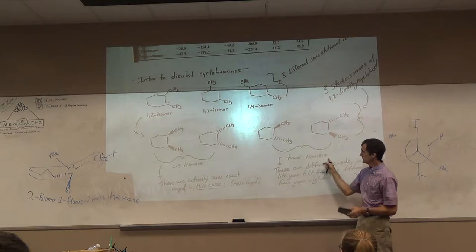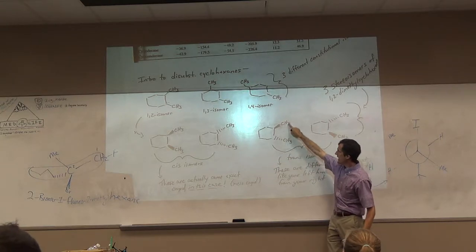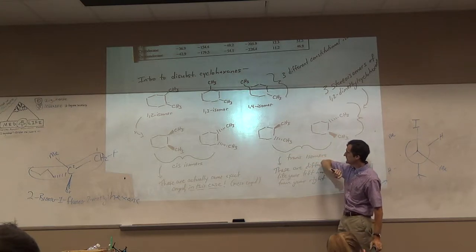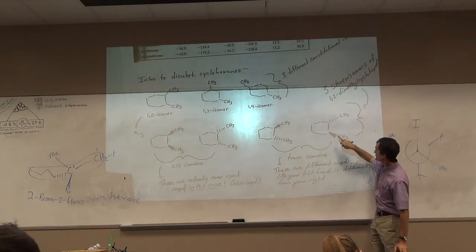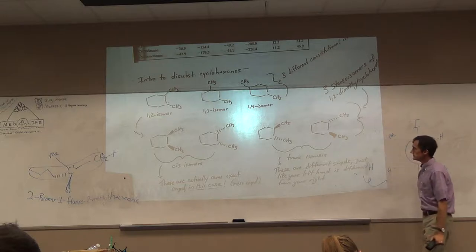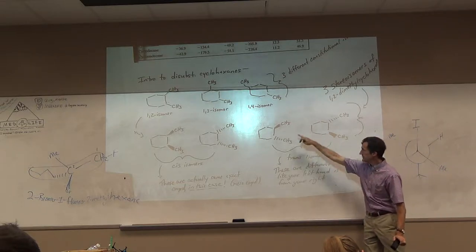On the other hand, we can have the trans isomers. That's where the groups are opposite. One's forward, one's back. That would be called trans 1,2. This is also a trans 1,2. In this case, these are different compounds.